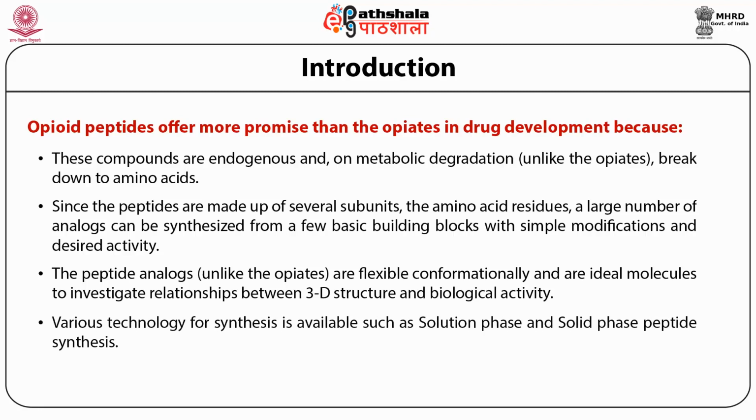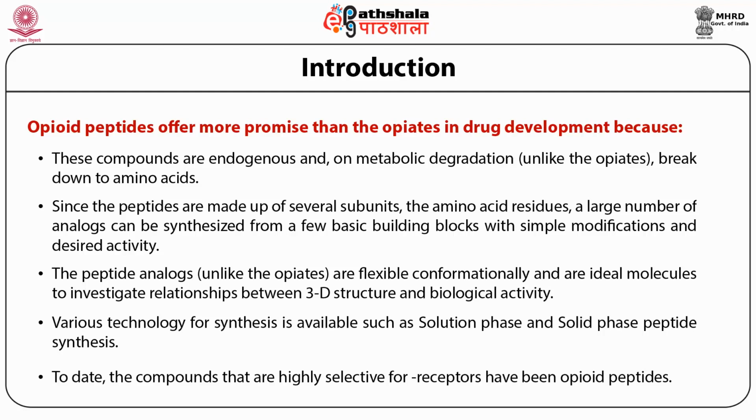Now there are various technologies available for the synthesis of opioid peptides, but the most common are solution phase peptide synthesis and solid phase peptide synthesis. In solution phase peptide synthesis, the peptides are synthesized in solution with different activators, amino acids, and additives. In solid phase peptide synthesis, the peptides are attached to a solid base resin, and amino acids are attached one by one, and that is how the peptide sequence is formed. This is the most widely used method in peptide synthesis today. To date, we have observed that opioid peptides are highly selective and very specific for receptors.